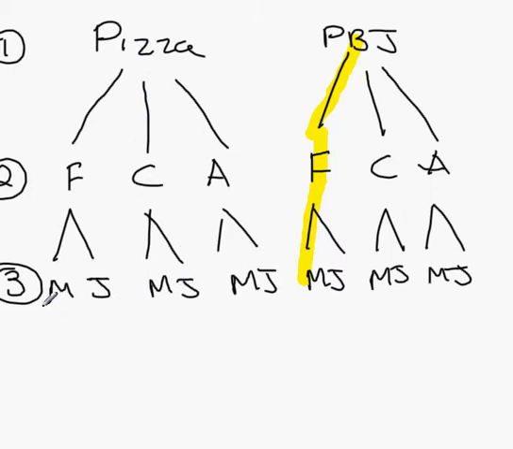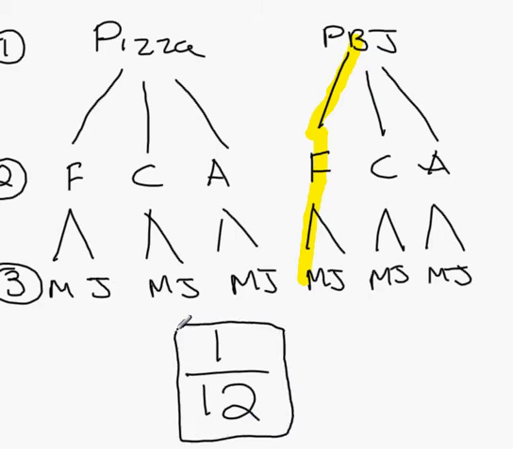Or you could just count the bottom. How many options are there here? 1, 2, 3, 4, 5, 6, 7, 8, 9, 10, 11, 12. And we have chosen one path out of 12 possible. That right there is our probability for having peanut butter and jelly, fries with milk. That would be a 1 out of 12 chance, or a probability of 1/12 of having that as your lunch.